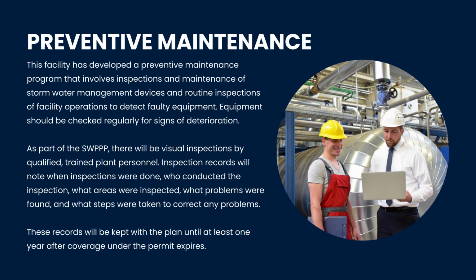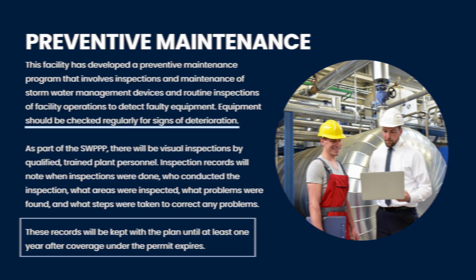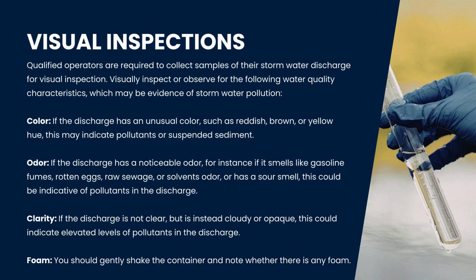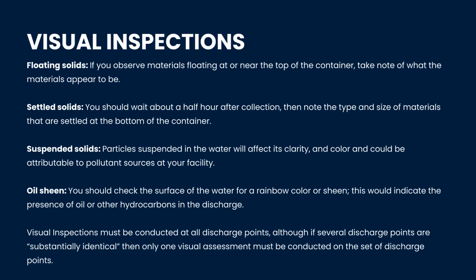Preventive maintenance ensures that stormwater systems and equipment function properly. Regular inspections help identify problems early, and documentation ensures that issues are tracked and corrected. Stormwater samples should be visually inspected for signs of pollution. Changes in color, unusual odors, cloudiness, or foam can indicate contamination. These observations help identify potential issues quickly. Additional indicators include floating debris, settled particles, suspended solids, and oil sheen. These observations provide insight into what pollutants may be present and where they are coming from.